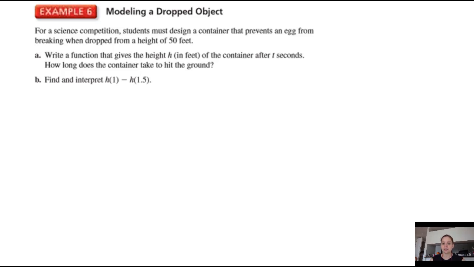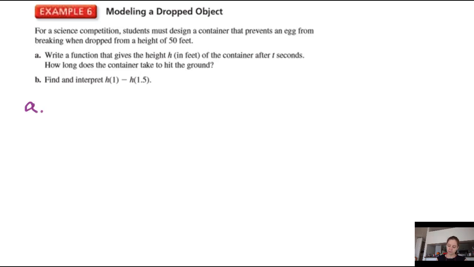Example 6, modeling a dropped object. For a science competition, students must design a container that prevents an egg from breaking when dropped from a height of 50 feet. Write a function that gives the height h in feet of the container after t seconds. How long does the container take to hit the ground?